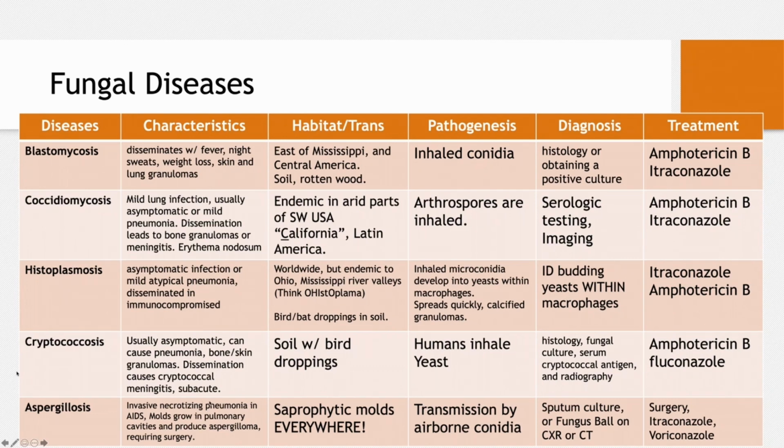Last but not least, aspergillosis can be pretty much anywhere. There's not an endemic area. But again, you inhale the airborne spores, and then it can cause invasive necrotizing pneumonia, or you get these cavitations. That's mostly in immunocompromised. Then you can get these aspergillomas in other places, and that requires surgery if you get those.